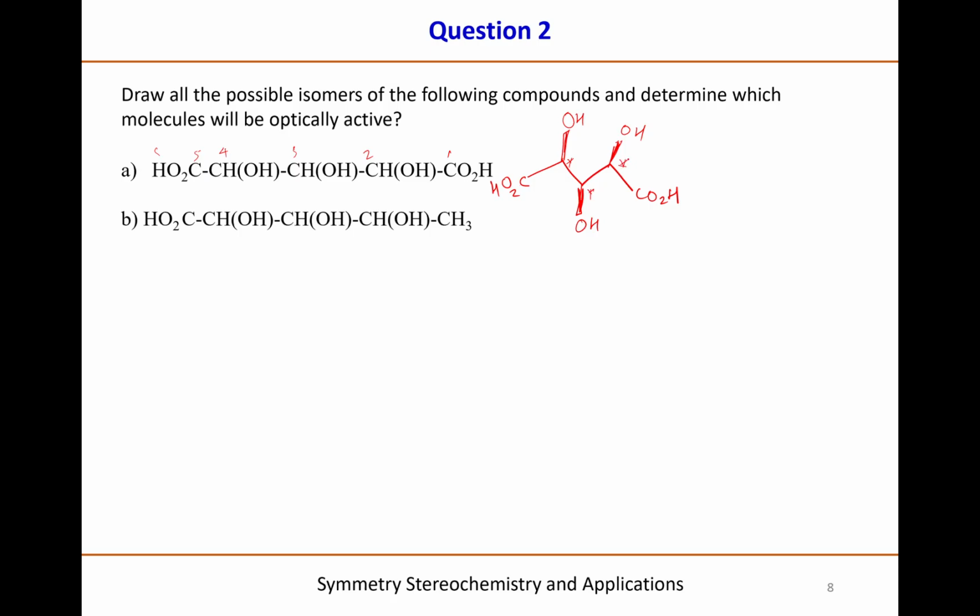Correct? So in stereochemistry, you should remember one rule. The formula is 2 raised to n, where n is the number of chiral centers. So here we have 3 chiral centers. 2 raised to 3 will become 8. So there are 8 possible isomers. 8 isomers are possible in this case. So we have to draw all the possible isomers here. I will draw it in Fischer form first.